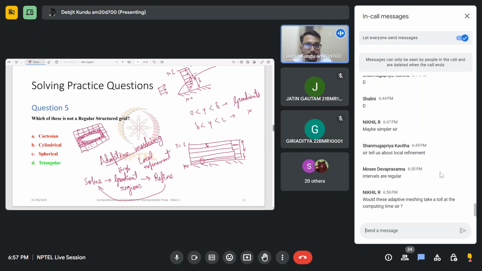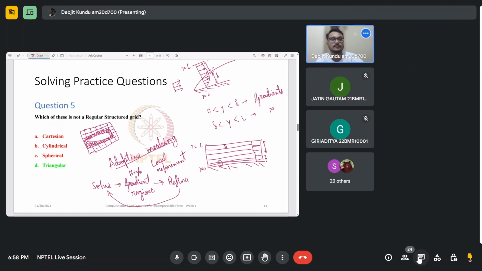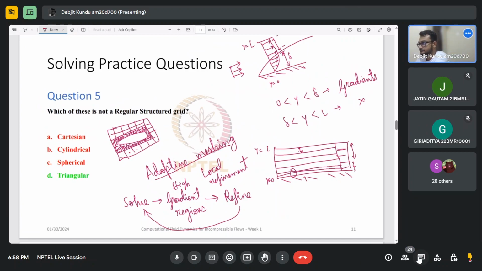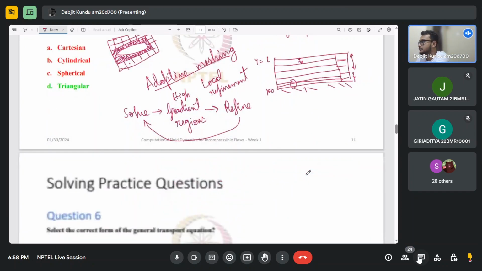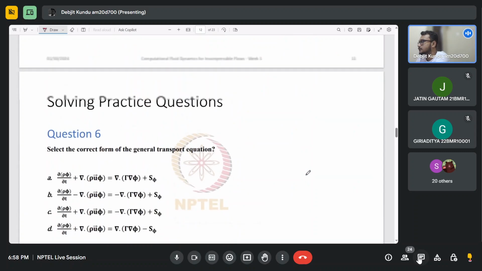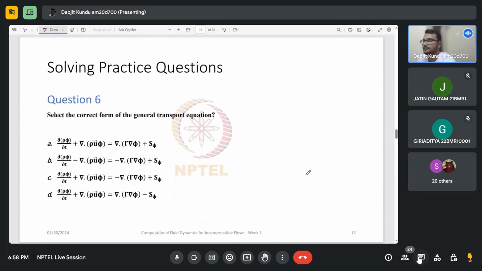Anything else? Anyone? Okay, good. So we will now keep rolling. We will move over to question number 6 of today's session, which is asking us to select the correct form of the general transport equation.